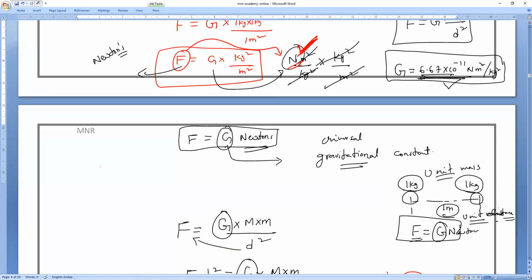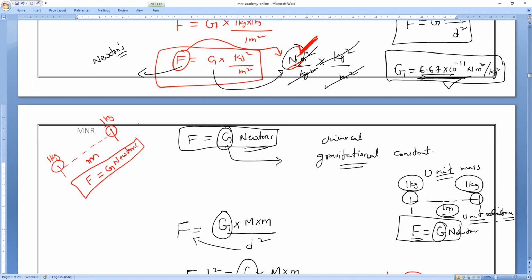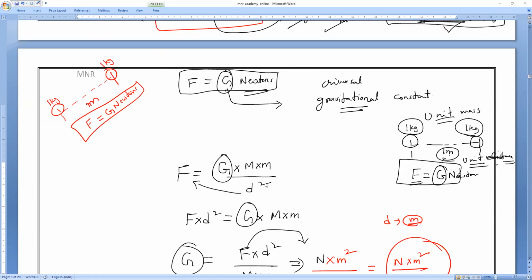So if two bodies of unit mass are separated by 1 meter distance, then what is the force acting, Mr. Lingesh? The force acting between them is how many newtons, guys? G newton. Okay, so that is what you have to remember. Very, very important. Clear? Anybody having doubt, you can ask.